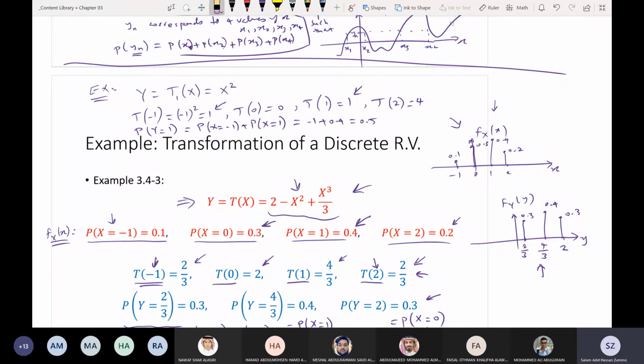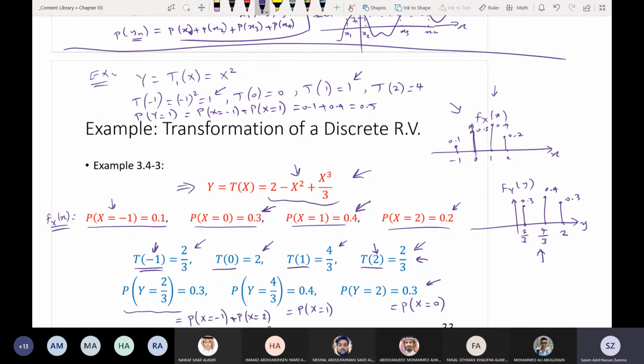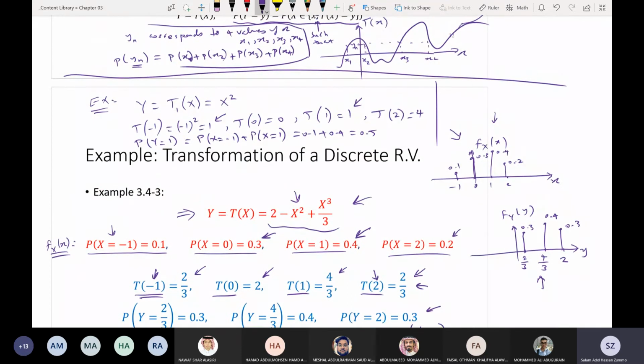And we have another two values. The probability that y equals 0, what is it? Y equals 0 when x equals 0, so the probability is 0.3.